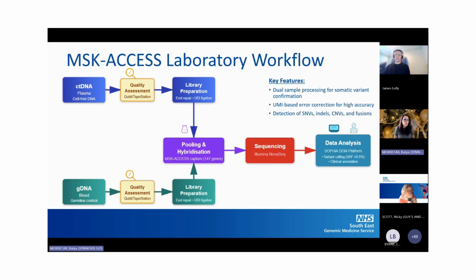So that's a high-level overview of the laboratory workflow. What we do in our lab, we take the plasma from the tubes that are sent and we extract the ctDNA, and then we extract gDNA from the buffy coat. Both of those DNAs go through a quality assessment to ensure that they are good quality, and then we do a next generation library prep for each one of them.